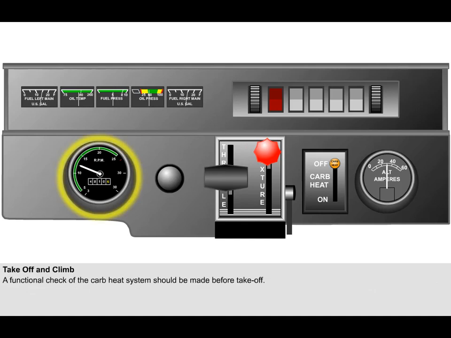A functional check of the carburetor heat system should be made before takeoff. The indications obtained during the check, providing there is no ice present, are that the engine RPM will drop by approximately 100 RPM when carburetor heat is selected to on or hot.